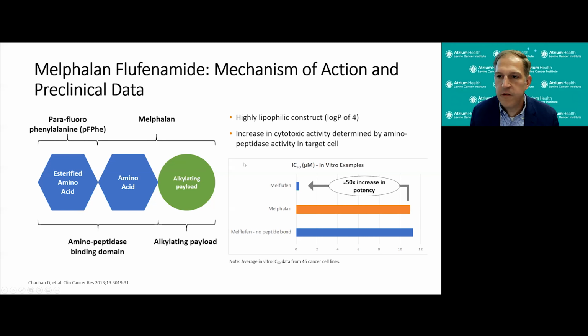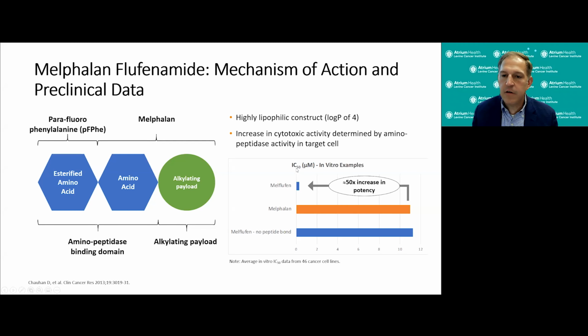I'm going to show you just a few laboratory studies showing the effect of this peptide drug conjugate paradigm. So on the right here, what I have is myeloma cell lines that have basically been treated in Petri dishes in the laboratory with either melflufen, traditional melphalan, or melflufen that has been modified such that the aminopeptidases inside the myeloma cells cannot cut it and liberate that free melphalan.